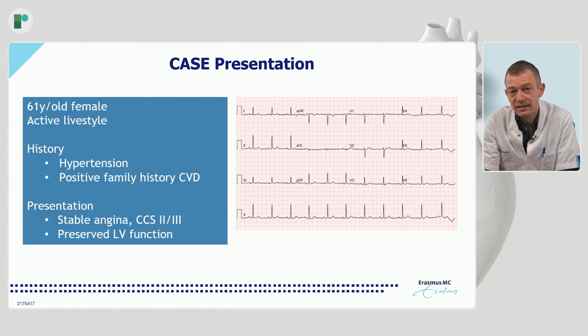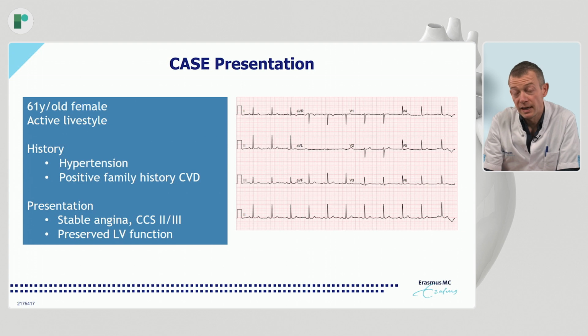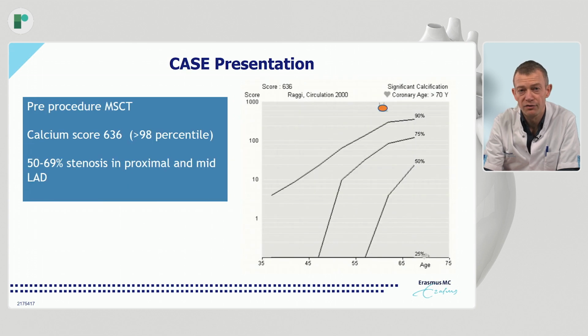So we're talking about a 61-year-old female patient with an active lifestyle and a history of hypertension, a positive family history of cardiovascular disease that presented to us with stable angina class 2 to 3 and a preserved LV function. On the right side, you see our EKG showing you normal sinus rhythm, a little bit tachycardic, but no ST segment changes, no Q waves.